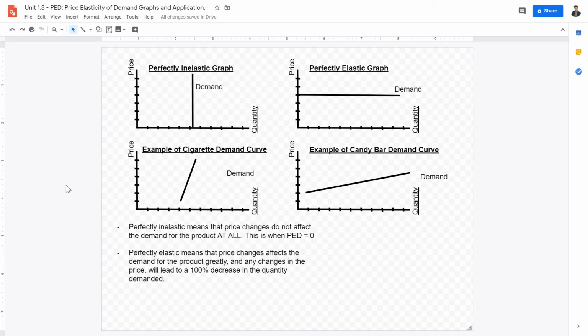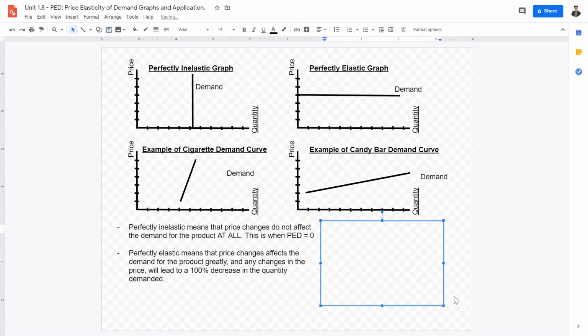Another example is cigarettes. Now, why are cigarettes so inelastic? Obviously, because cigarettes are addictive, right? People get addicted to cigarettes, and when price changes occur, cigarettes do not have a great decrease in the quantity demanded.